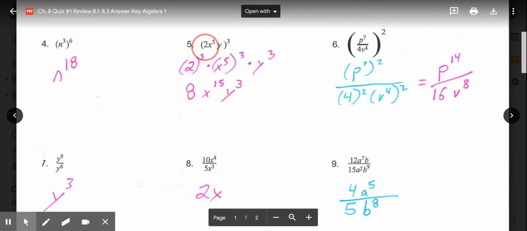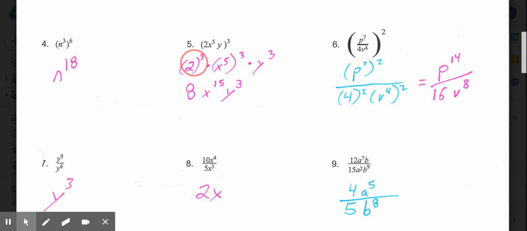Now in 5, we have in parentheses 2x to the 5th and y. And each part of that's going to the 3rd power. So you can just pull them apart and treat each of them separately. So 2 to the 3rd power is 8. X to the 5th power to the 3rd power, well, 5 times 3 is 15. So we have x to the 15th, and then y to the 3rd. So our final answer would be 8, x to the 15th, y to the 3rd.